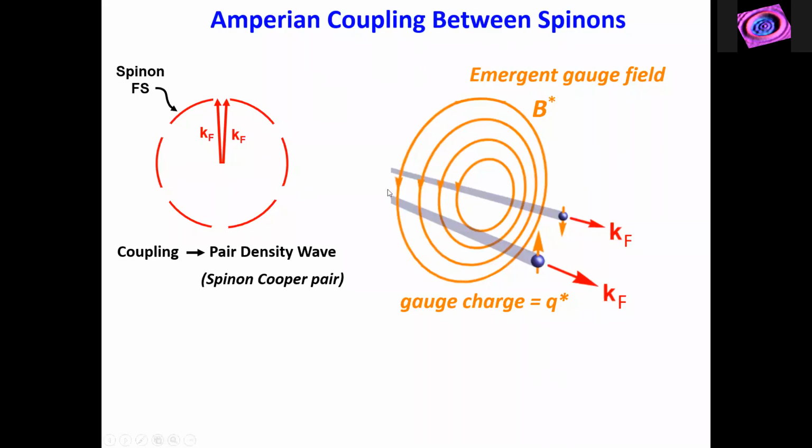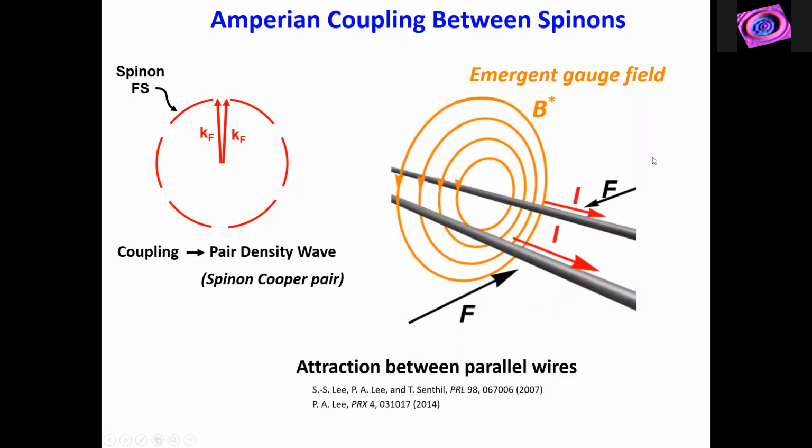So if one spinon is moving with some velocity, you can think of it as creating a current because it has a gauge charge, and that creates a gauge magnetic field that other spinons can feel. And so we can think of these two spinons as basically being two wires carrying current. From introductory physics, we know that two parallel wires carrying current are attracted to each other. And so that's the attraction that could then cause these two spinons to gap out and form a pair density wave. And people have written papers on this, as you see down here.